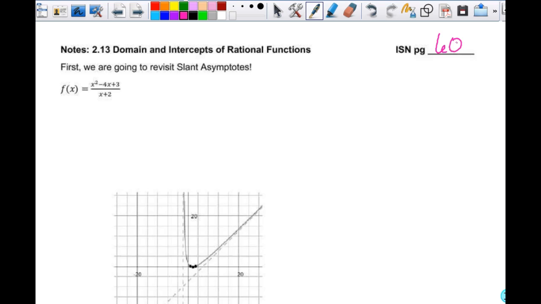So what's another word for the slant? Oblique. Very good. So it's oblique.